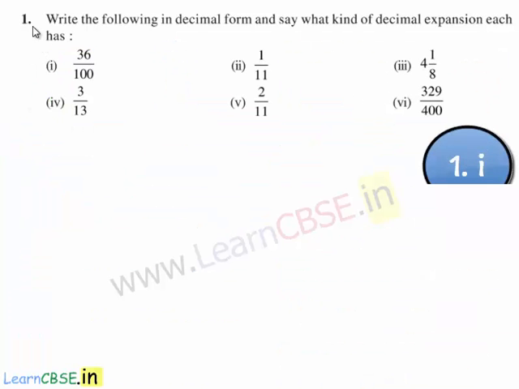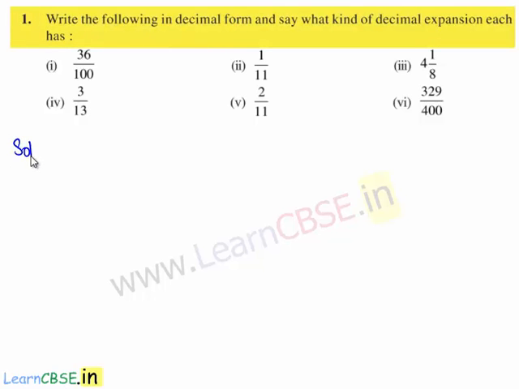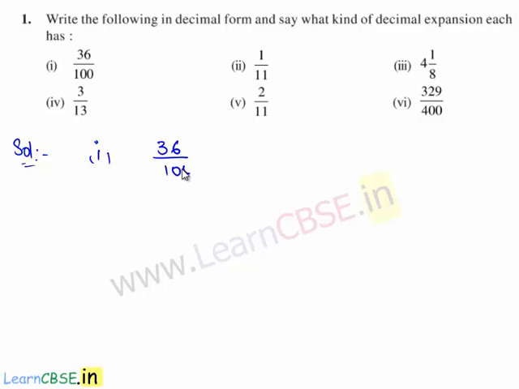Now we shall move on to the first question in the exercise. The first question is, write the following in decimal form and say what kind of decimal expansion each has. So let us take the first bit. Here we need to find the decimal expansion for 36 divided by 100.